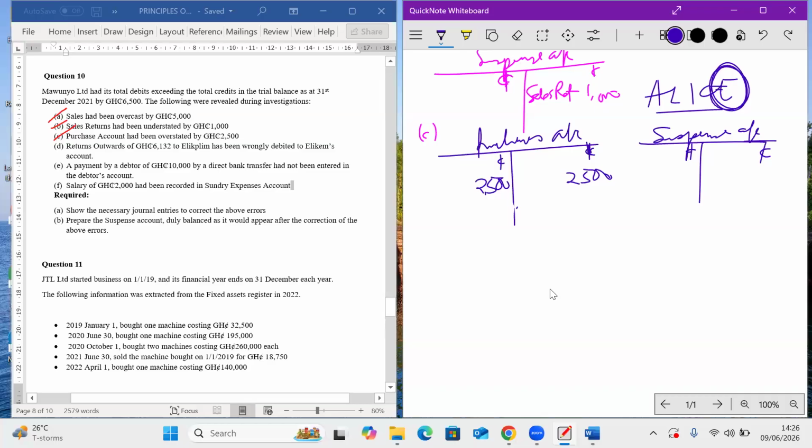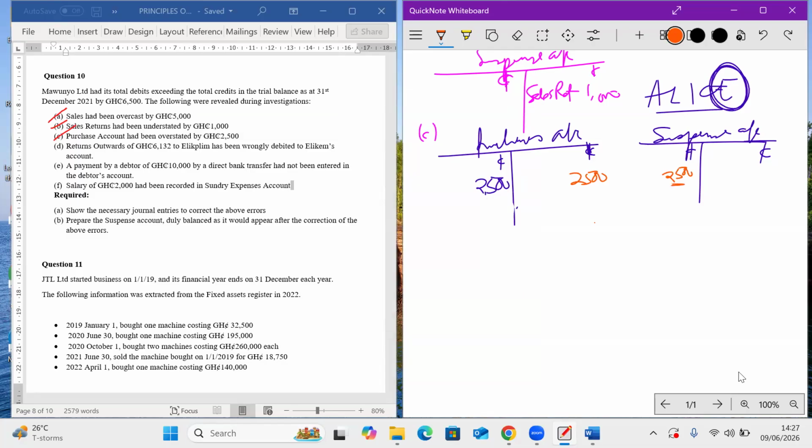Are you getting it? So now this 2,500, the one in blue on the debit side, is a mistake. It's an error. That's the error. We are correcting it. So if I want the 2,500 on this side of the purchases account, in the suspense account, where will I record that same 2,500? At the debit side. Do you all understand it? Yes, 2,500.